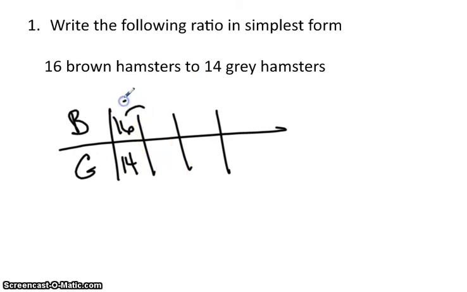So they would divide by 2, which makes 8. They divide by 2 on the bottom. Got to do the same thing top and bottom. 14 divided by 2 is 7. So in this case, it would be 8 to 7 would be our simplest form ratio.